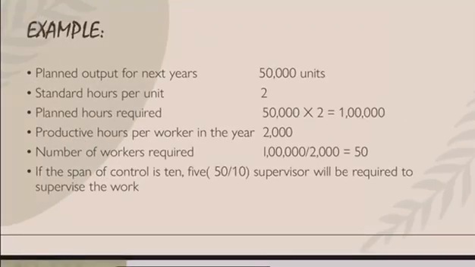Example for the same. Planned outputs for next year are assumed to be 50,000 units. Standard hours per unit: 2. Planned hours required comes out to be 1 lakh. Productive hours per worker in a year comes out to be 2,000. So the number of workers required are 1 lakh divided by 2,000, which is equal to 50. If the span of control is assumed to be 10, then the number of supervisors required would be 5, that is 50 by 10.